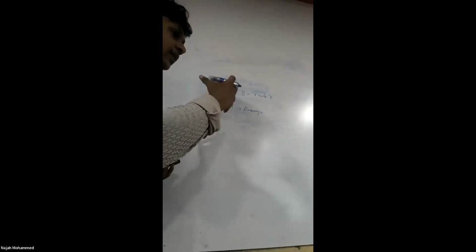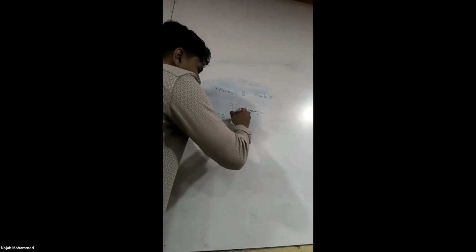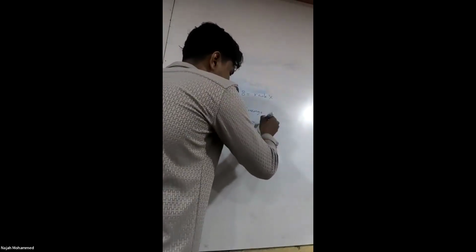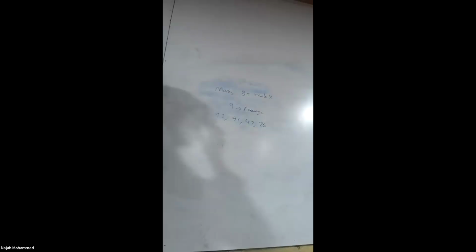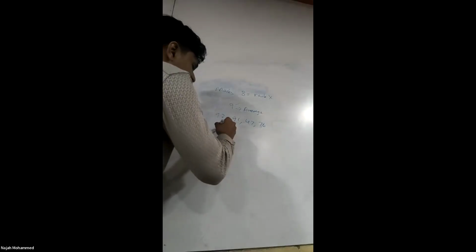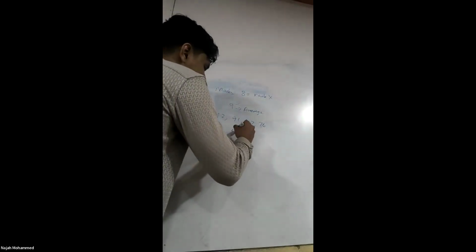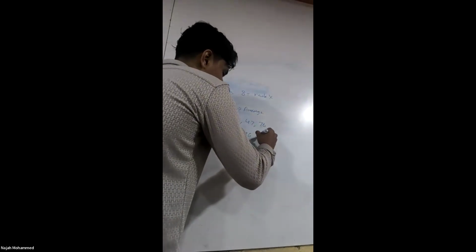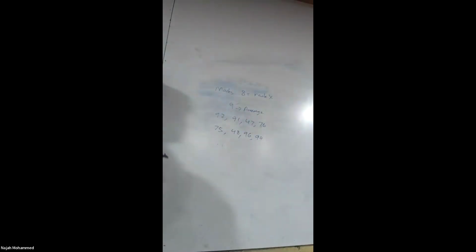Next one, your data should be accurate, right? What does that mean? Your information should be accurate when you're giving it into a system to get an output, right? Look at this. If you get 92, 91, 47, and 76, right? These are the marks you got for your exams. And you give 75, 48, 96, 94.